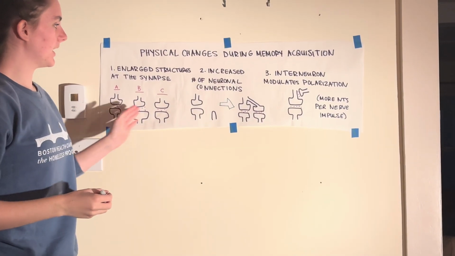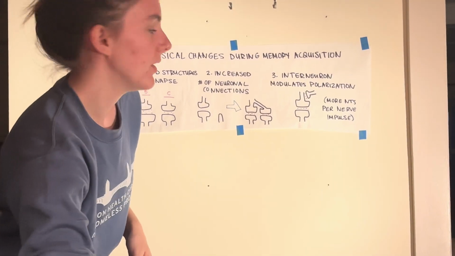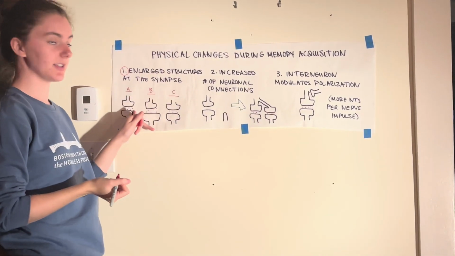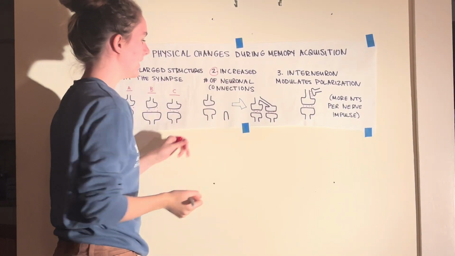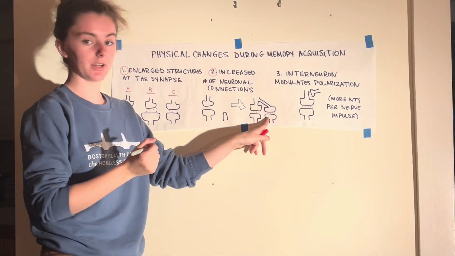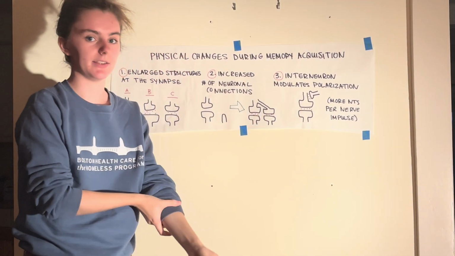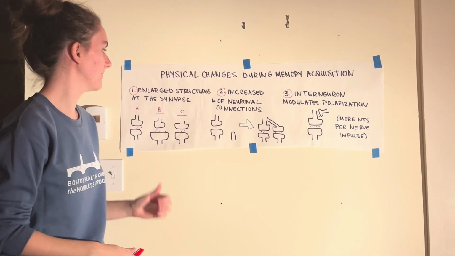Great, so those are 3 things that might happen when we are learning something. So 1, enlarged structures at the synapse. 2, increased number of neuronal connections, making more connections as we learn. And then 3, an interneuron would modulate the polarization, meaning that more neurotransmitters are released. So yeah, those are the 3 things.